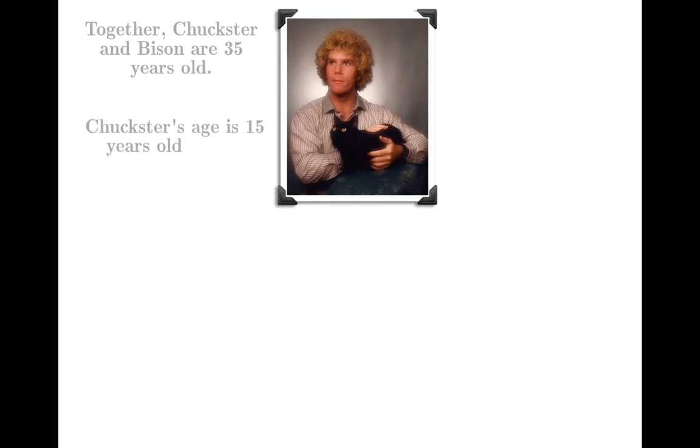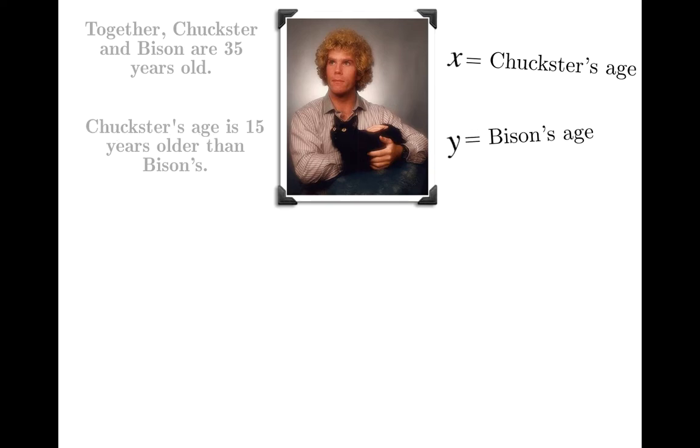But the problem that we're going to try to solve is, if together Chuckster and Bison are 35 years old and Chuckster's age is 15 years older than Bison's, how old is Chuckster and how old is Bison? So how are we going to do this problem? We're going to set up a system of equations. We're going to let x represent Chuckster's age, and we're going to let y represent Bison's age. If together they are 35 years old, that means the sum of their two ages is 35. And if Chuckster's age is 15 years older than Bison's, then x equals y plus 15. So there's our system of equations.